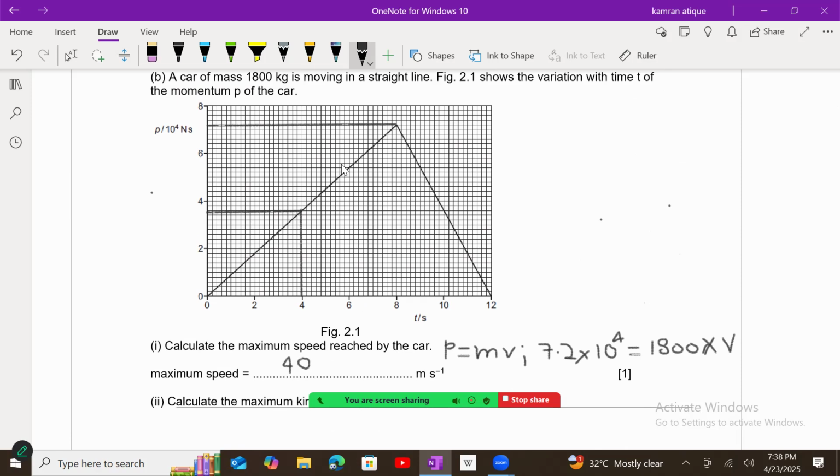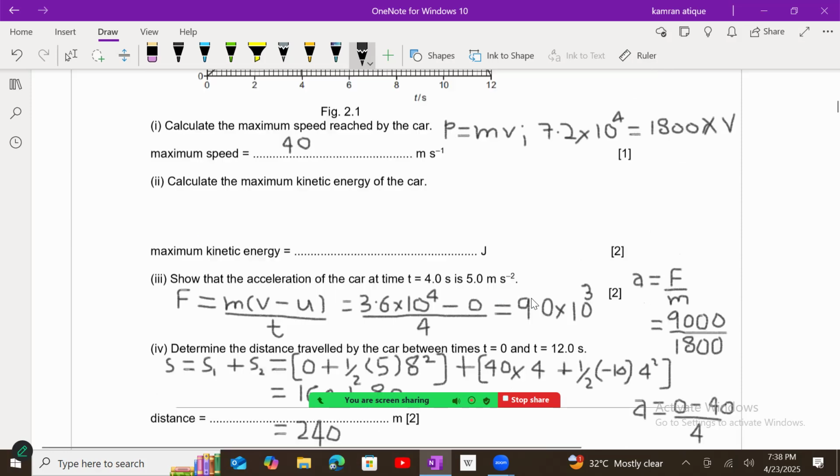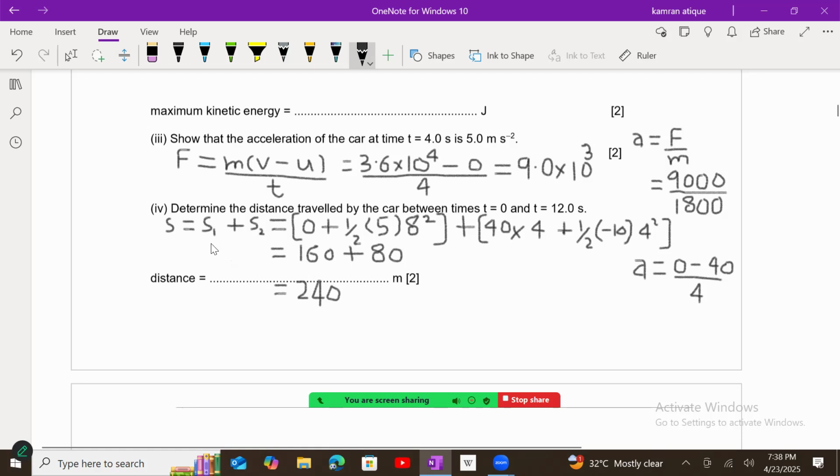So total distance traveled is required. As the given graph is made up of two stages, stage 1 is from 0 to 8 seconds, in which the value of momentum is increased, and then stage 2 is from the 8th second to the 12th second, in which the value of momentum is uniformly decreased. So you can see that the stage 1 distance covered will be taken as S1, the stage 2 distance covered will be taken as S2, and the sum of S1 plus S2 will give us the total distance covered.